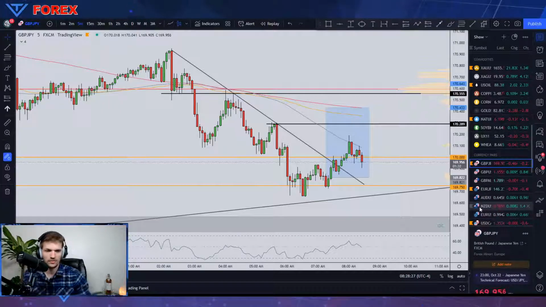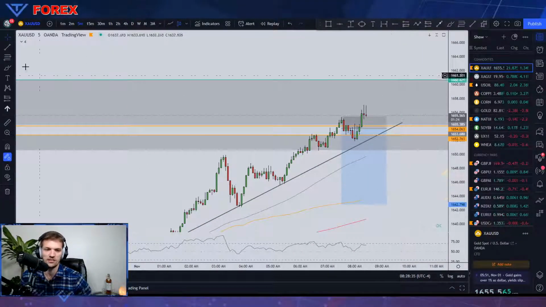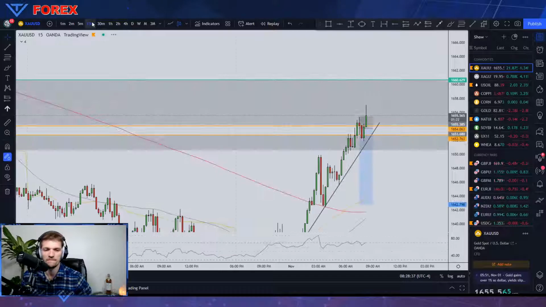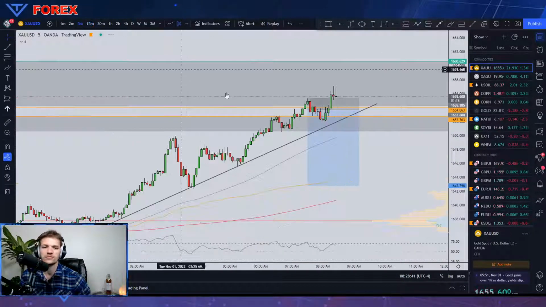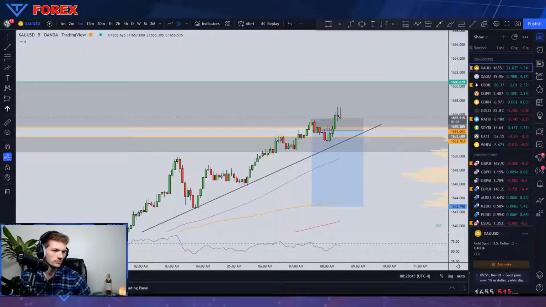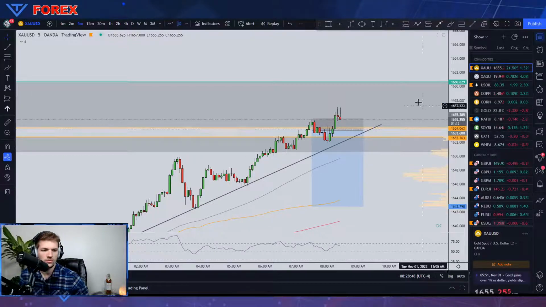Pound yen on that 61.8% retracement. Gold on that 5-minute rejection. Come on. Come on, gold. Stop fucking around with me and just go down. Stop fucking around with me.